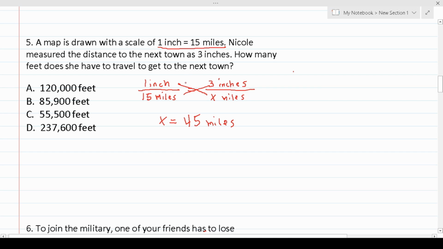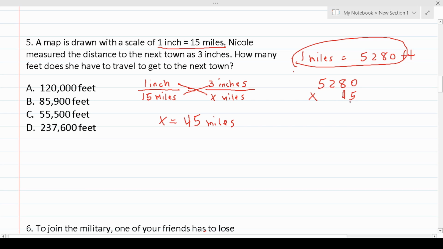That said, this problem wants to know how many feet that is. In my conversions video, I mentioned that you do have to know how to convert feet to miles. And in 1 mile, there are 5,280 feet. That's something that you do have to know for this test. Chances are you're going to see a question involving this conversion. So to convert miles to feet, we're going to take 45 and multiply it by 5,280 like this. And take your time as you do this. This is where a lot of people make mistakes since there's a lot of mental math to do here.